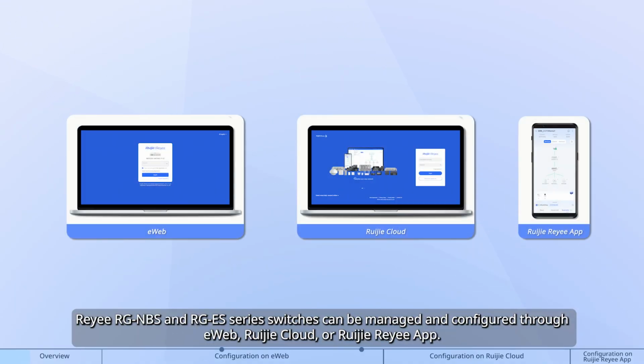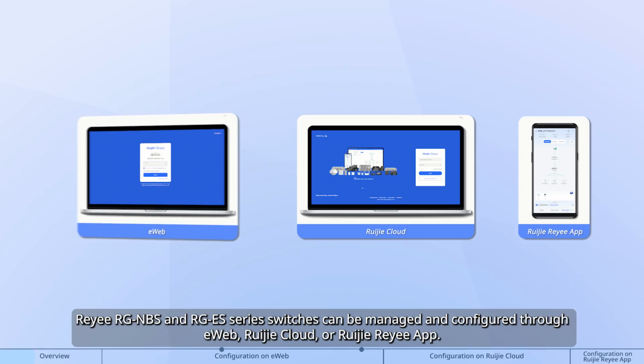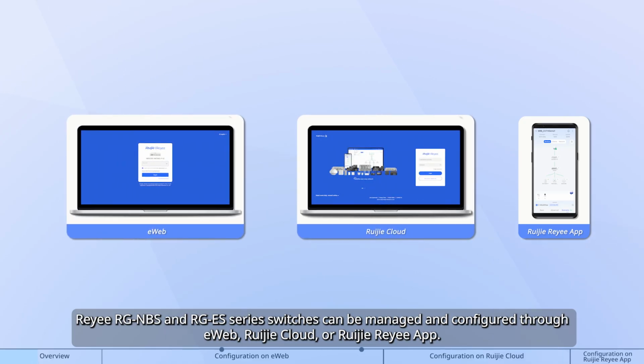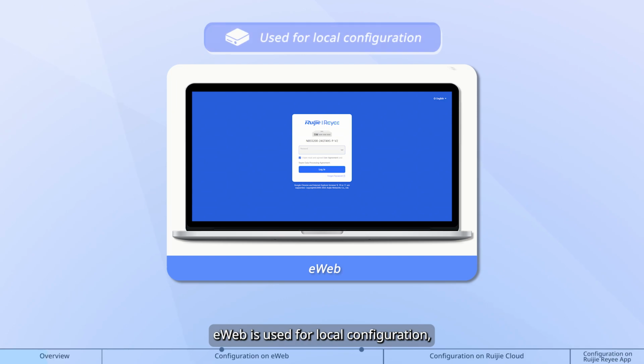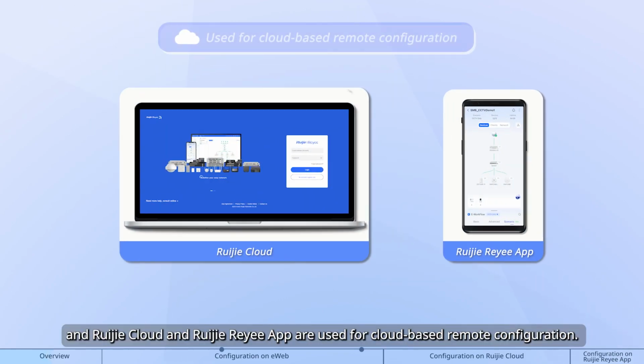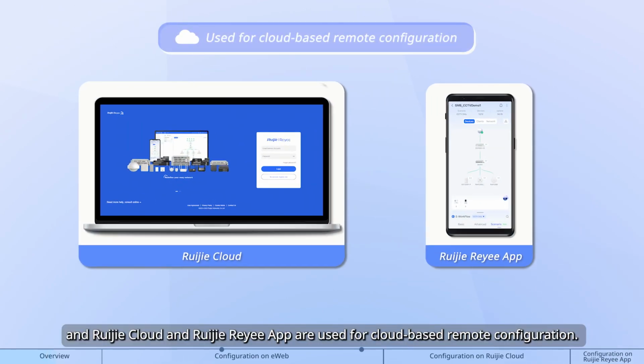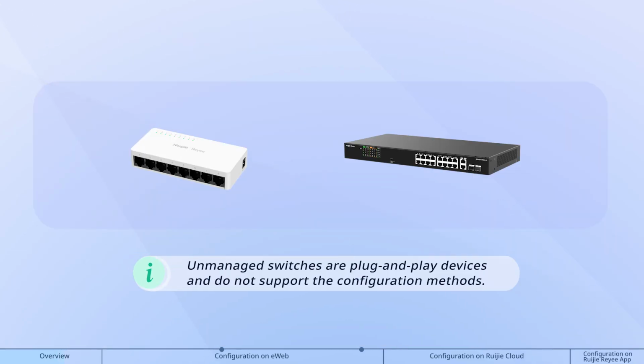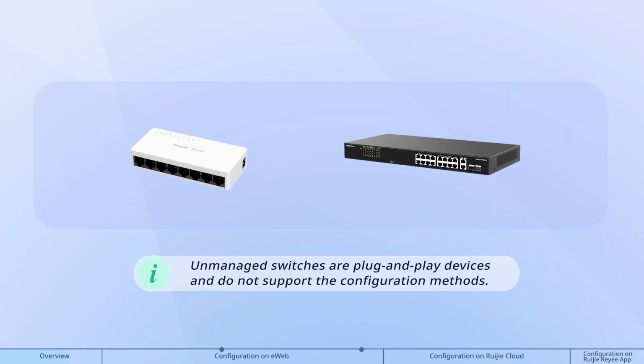RG-NBS and ES series switches can be managed and configured through eWeb, Ruijie Cloud, or Ruijie Reyee App. eWeb is used for local configuration, and Ruijie Cloud and Ruijie Reyee App are used for cloud-based remote configuration. Unmanaged switches are plug-and-play devices and do not support the configuration methods.